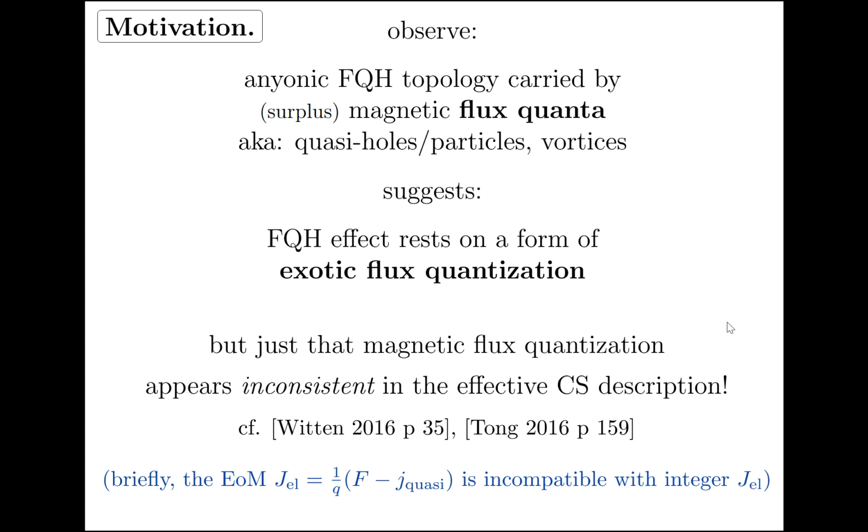But on the right-hand side, the F and J quasi, these are integers, by ordinary Dirac quantization. So this equation is actually incompatible. It says that one integer is 1 over Q of another integer. So this is not actually compatible with the integral flux quantization.